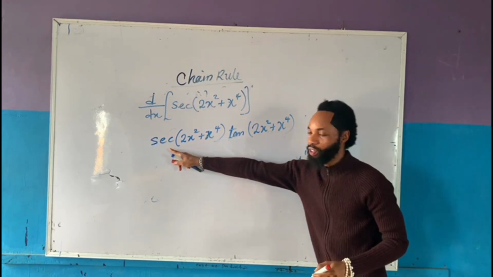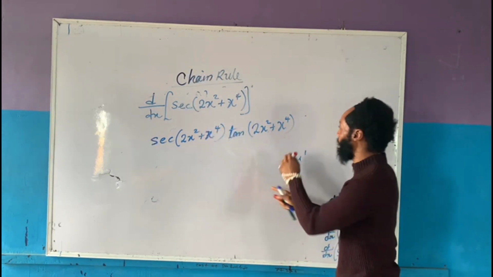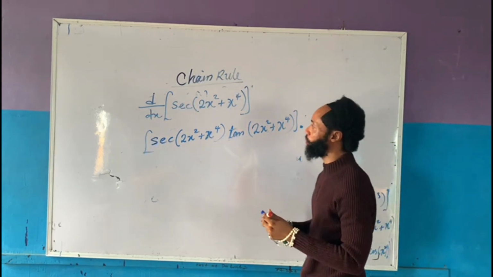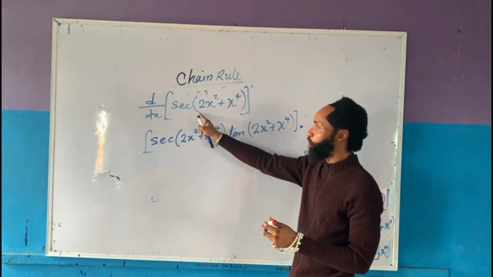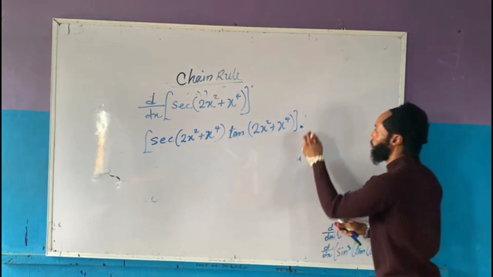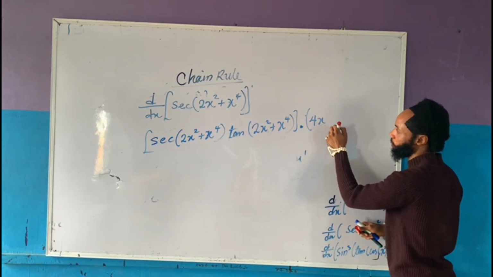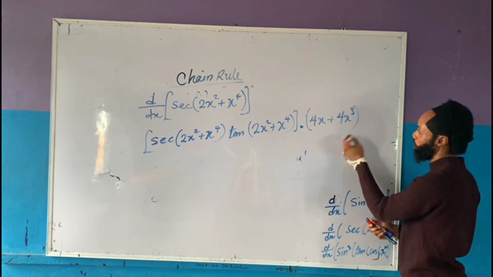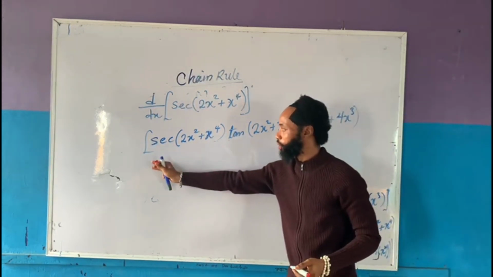Now, we have done that. So differentiated sec. Times, now differentiate what we have inside. Differentiate the function inside. This will give us what? 4x plus 4x raised to power 3. Now I've done that. So this is the differential value for this.